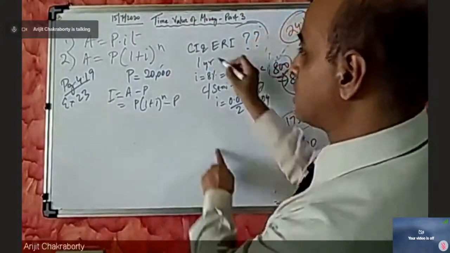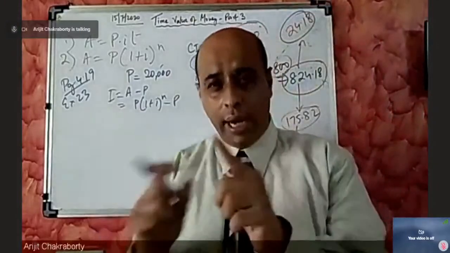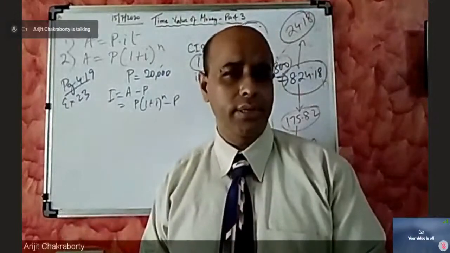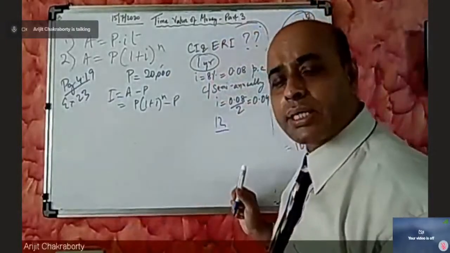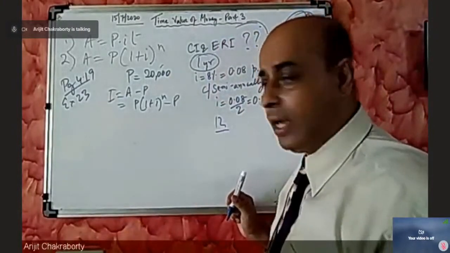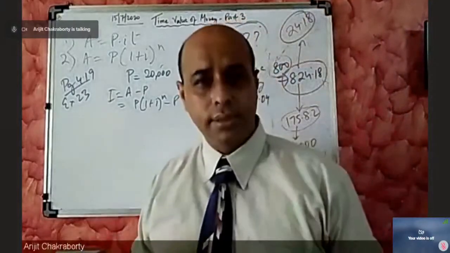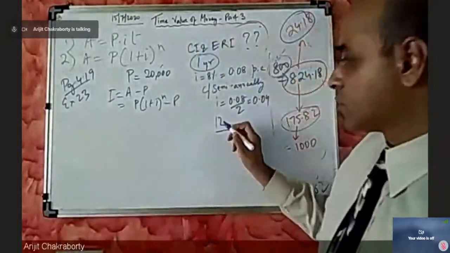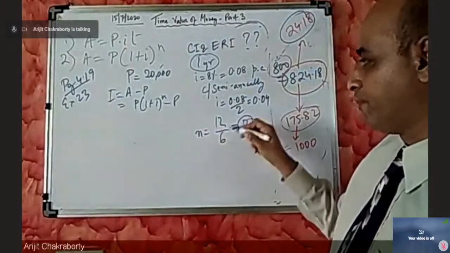Compounding is done semi-annually and the duration is 1 year. That means how many conversion periods? 1 year means 12 months, and the compounding is done every 6 months, because semi-annually means once every 6 months, half of a year. So 12 by 6 gives you 2. So n is equal to 2.